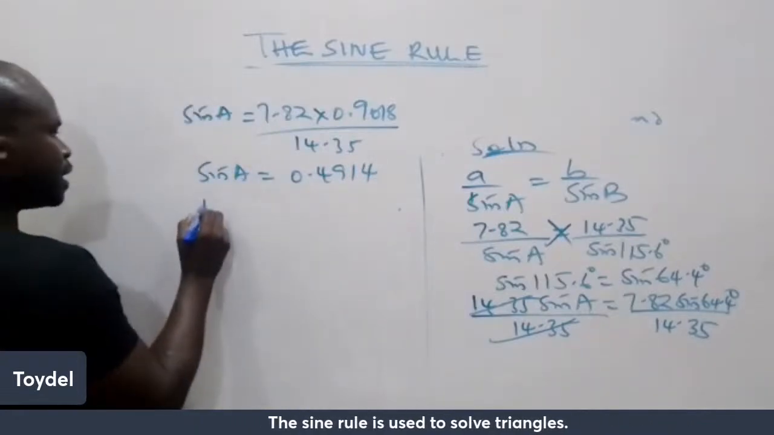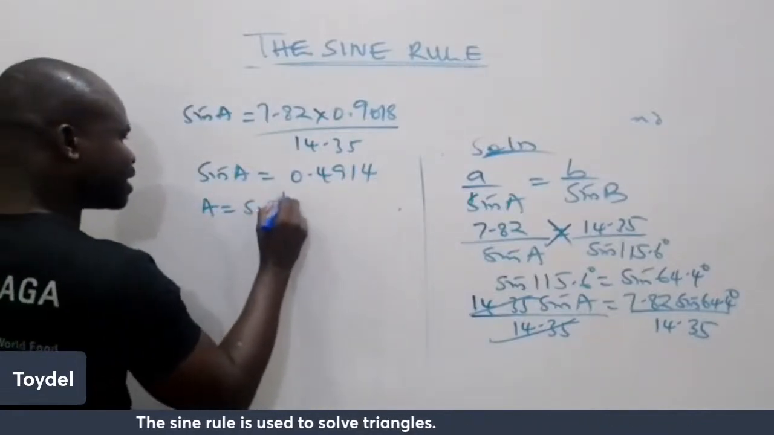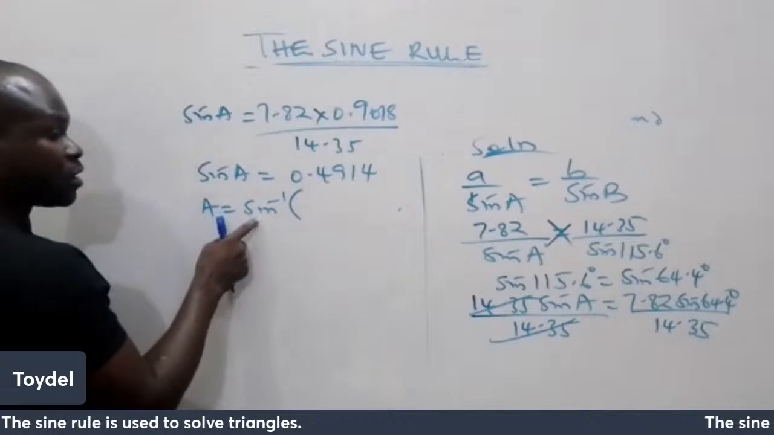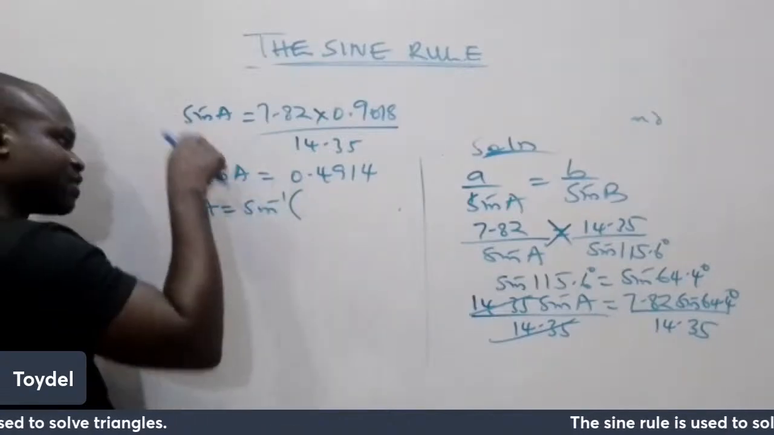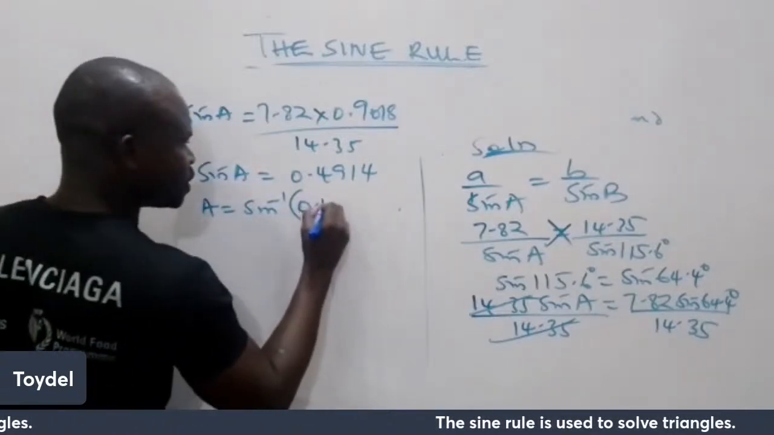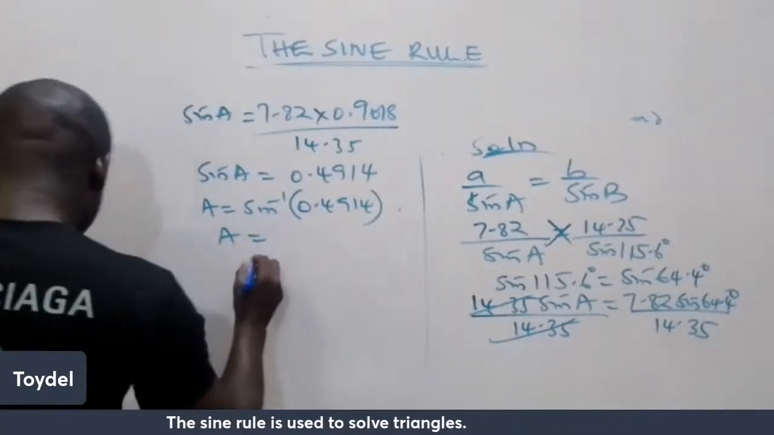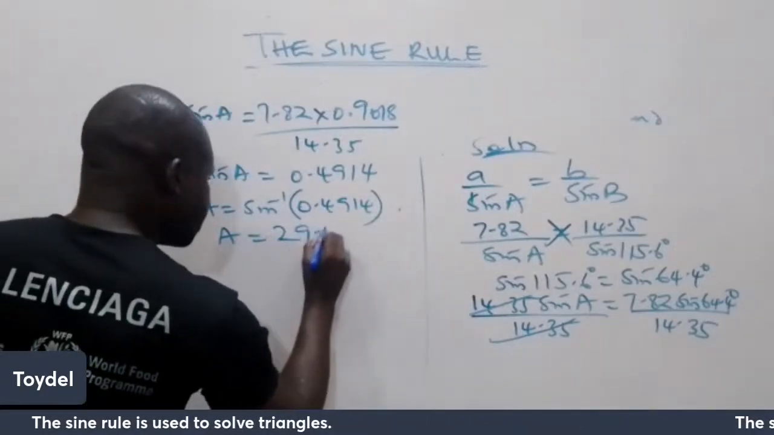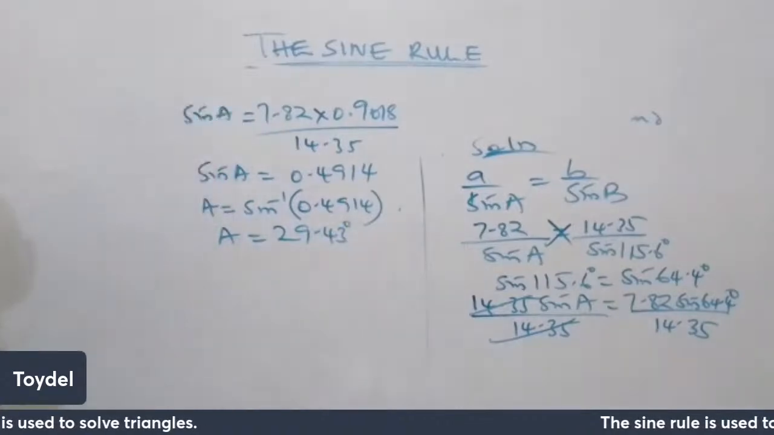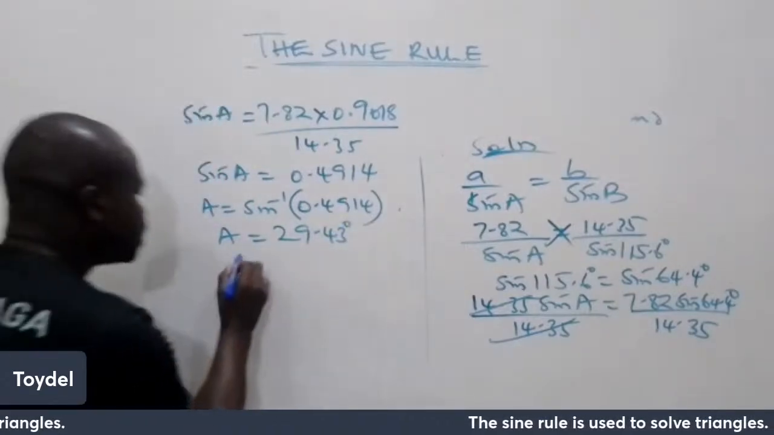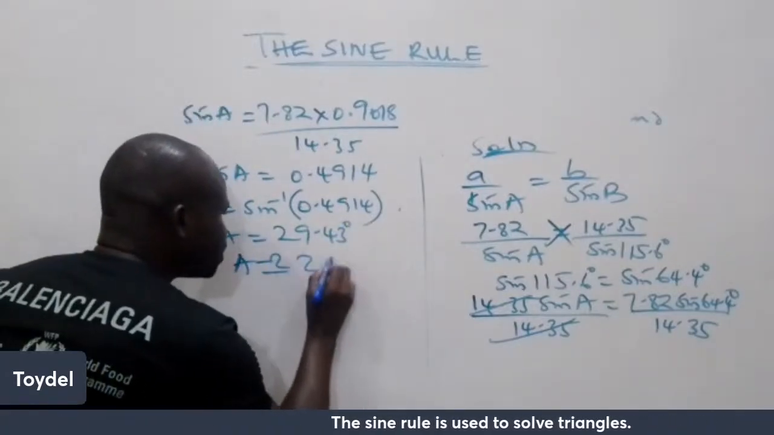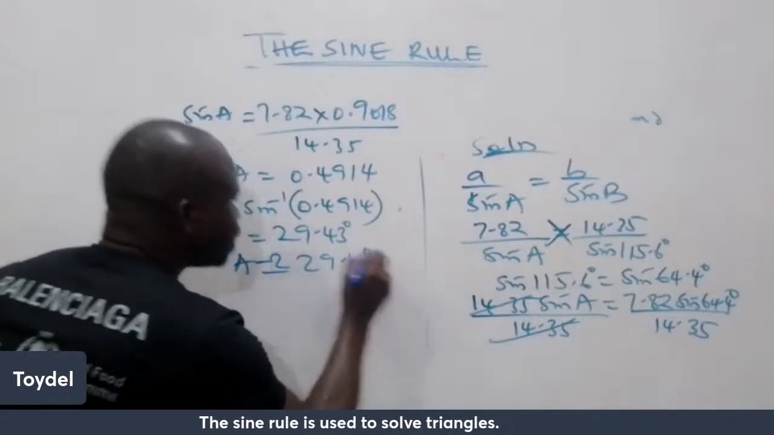Then how do we find A? A will now be equal to arc sine. From a calculator, you can just press shift sine of this 0.4914. Then if you do that, A will be equal to 29.43 degrees. That's what we're going to get. Then A is approximately 29.4 degrees. That's the value of A.